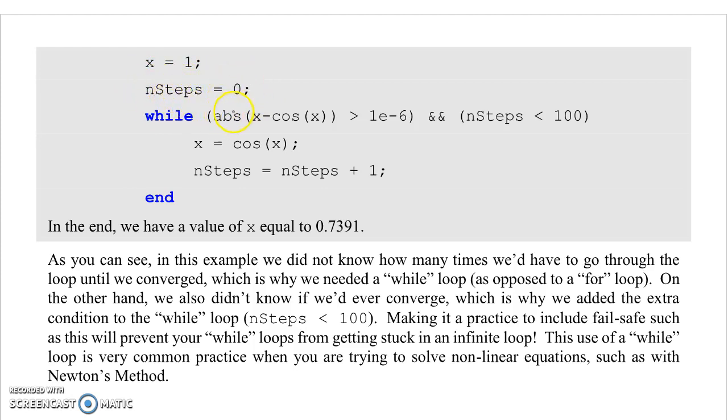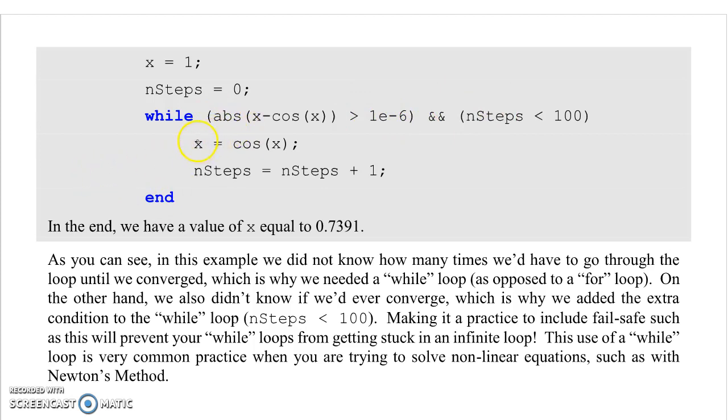And so it enters into the while loop and it checks this. Well, the absolute difference between x and the cosine of x, where x equals 1, is greater than 10 to the minus 6. So that's true. That's one part of the condition that's met. And n steps is 0, so that's less than 100. So both of those are true. So when they're both true, then the and together will be true.